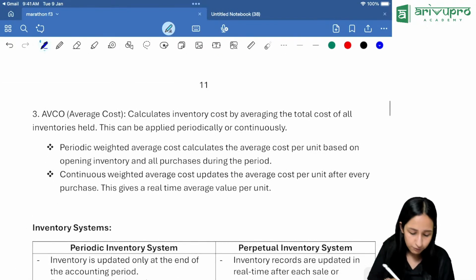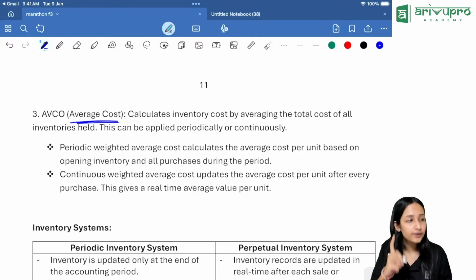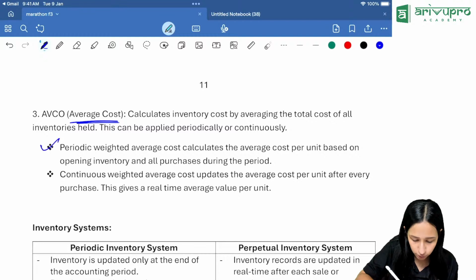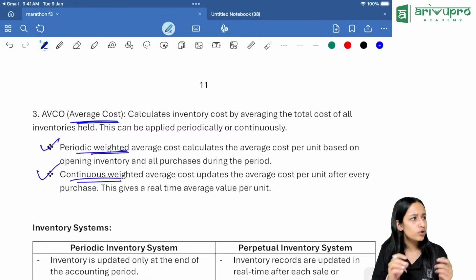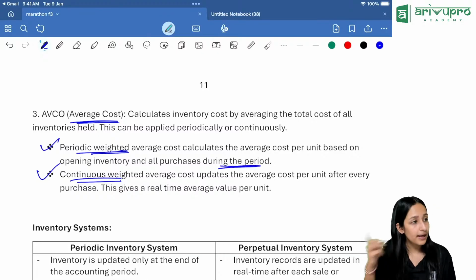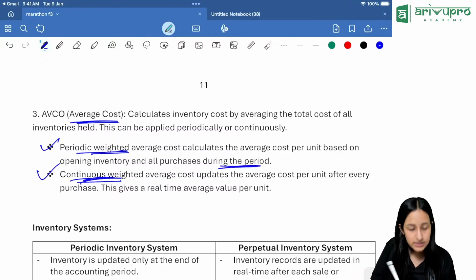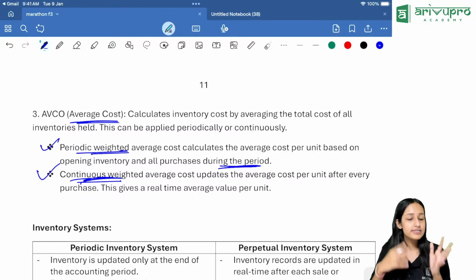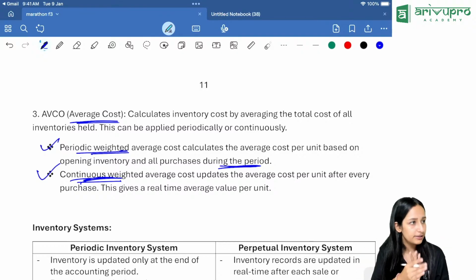Finally, we have AVCO, which is average cost. So what we do here is we find the average after every sale. Here there are two ways in which you can find it: periodic weighted average and continuous weighted average. What is periodic weighted average? Weighted average that calculates unit cost at the end of the period. Continuous is when after every purchase and sale, you calculate the weighted average cost.